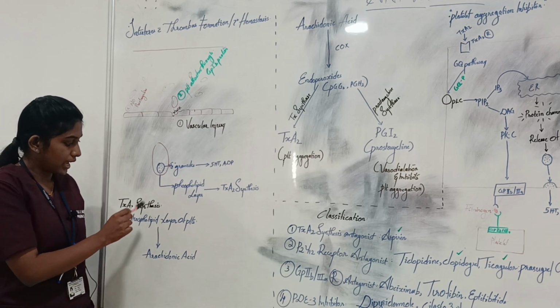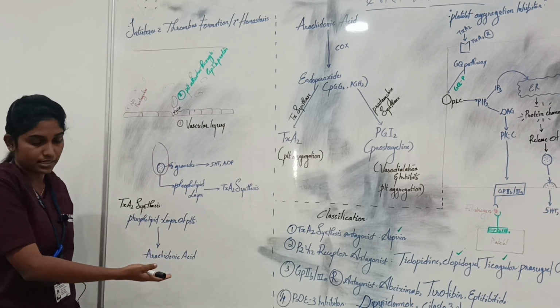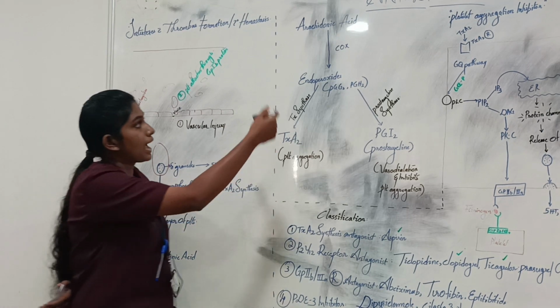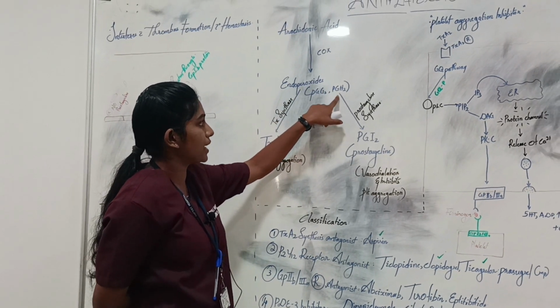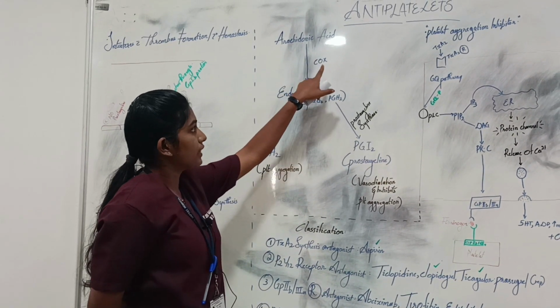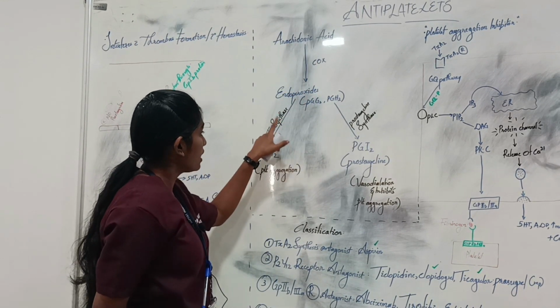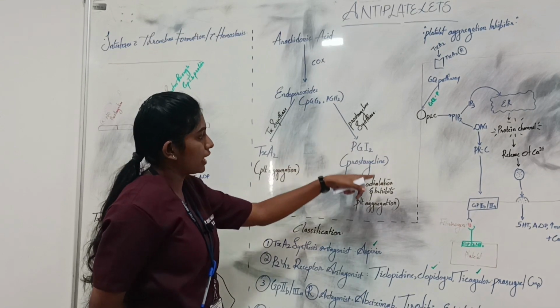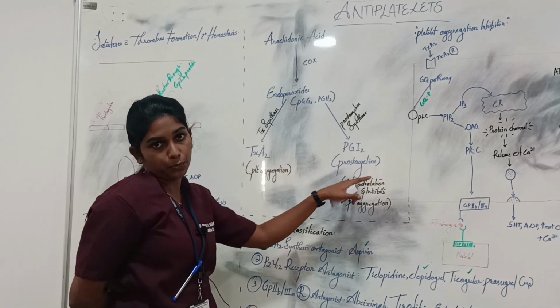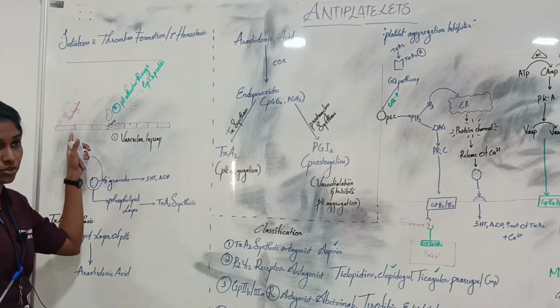From the phospholipid layer of the platelets, a fatty acid called arachidonic acid gets released. The arachidonic acid is converted into PGG2 and PGH2 through the enzyme COX, that is cyclooxygenase. Then PGH2 is converted into PGI2, which is called prostacyclin, which helps in vasodilation.